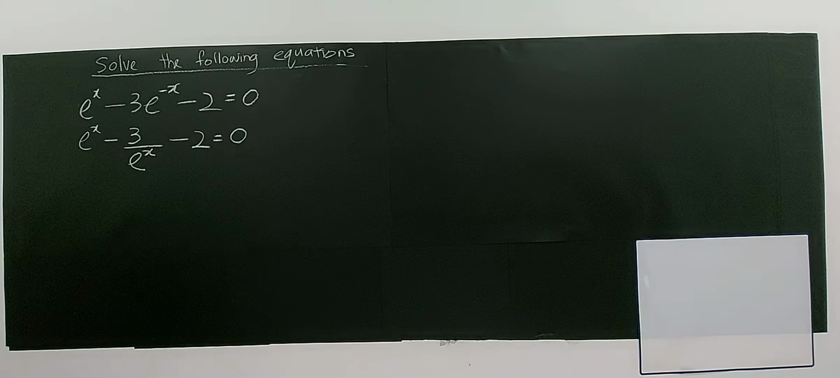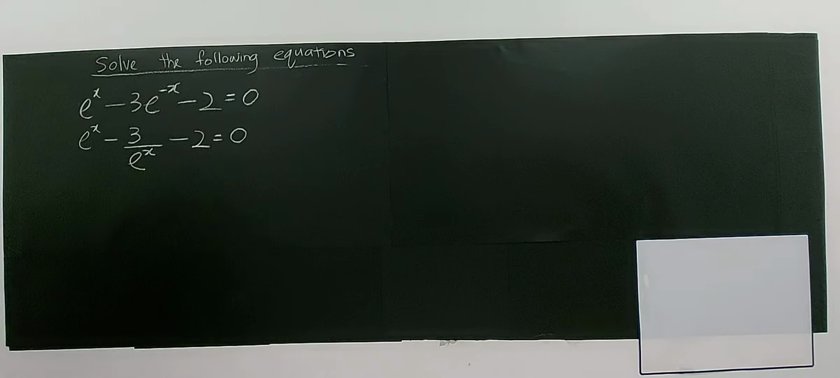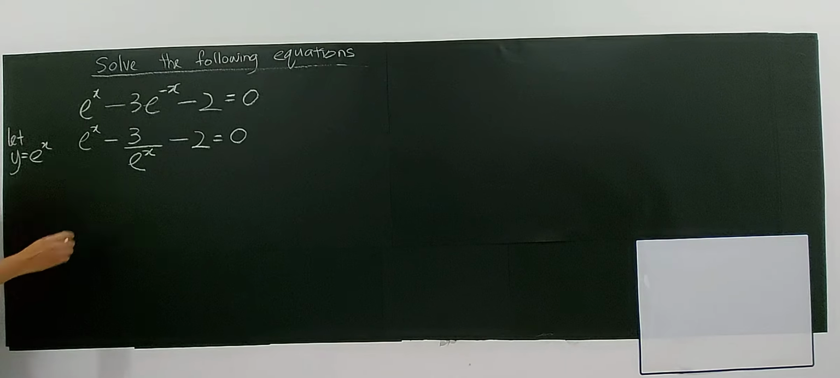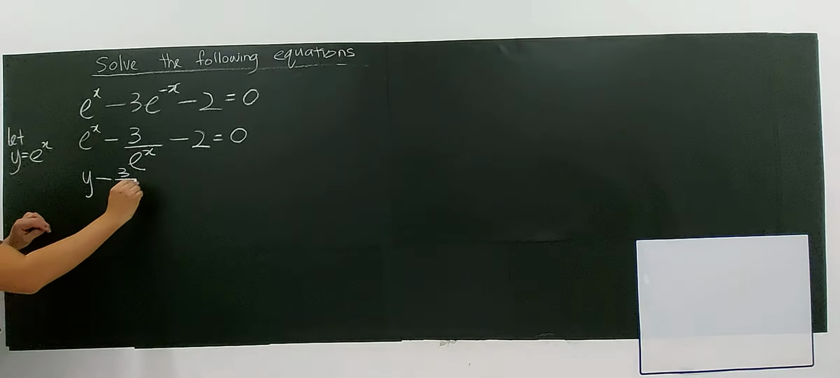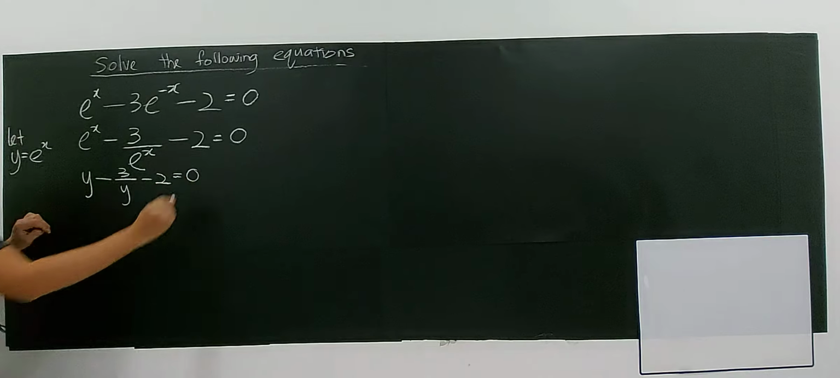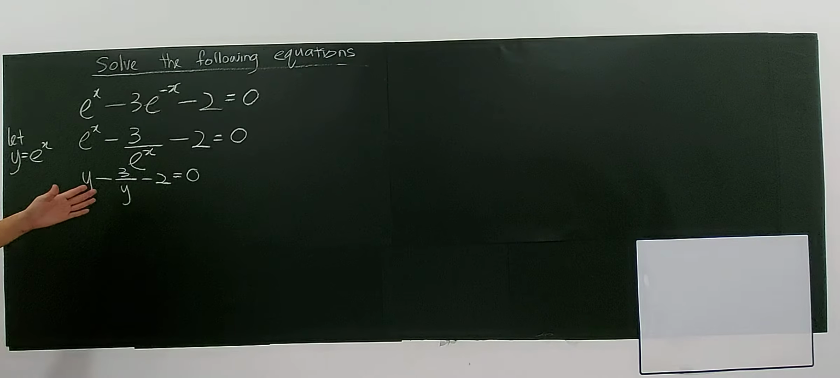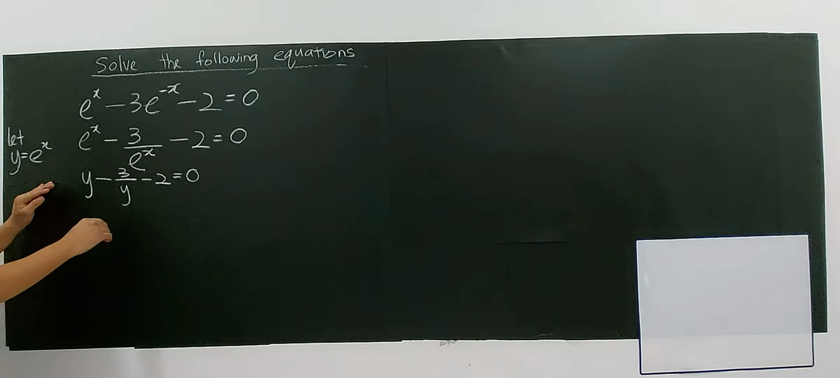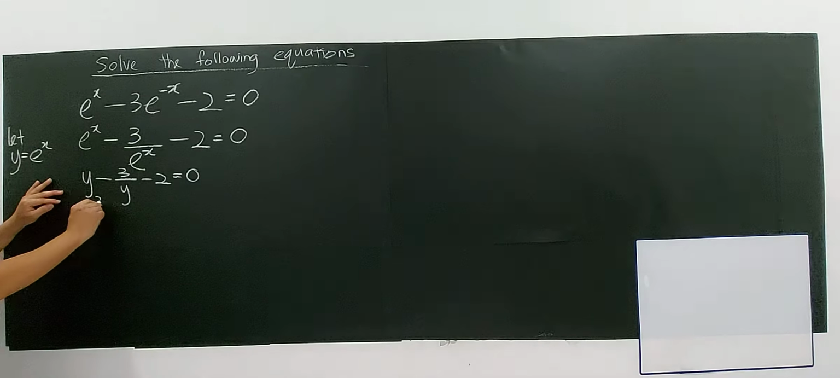After that, you see that this one has e^x, this one also has e^x. So usually I will ask students to let y equal e to the power of x. Just replace this with y, with 3 over y minus 2 equals 0, right? Now you try to eliminate the y. This is an equation, so you multiply y on both sides, and you have y squared.